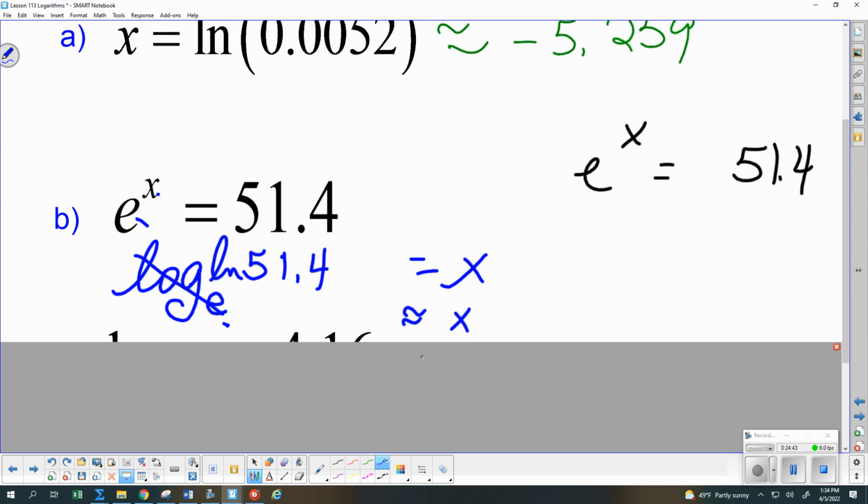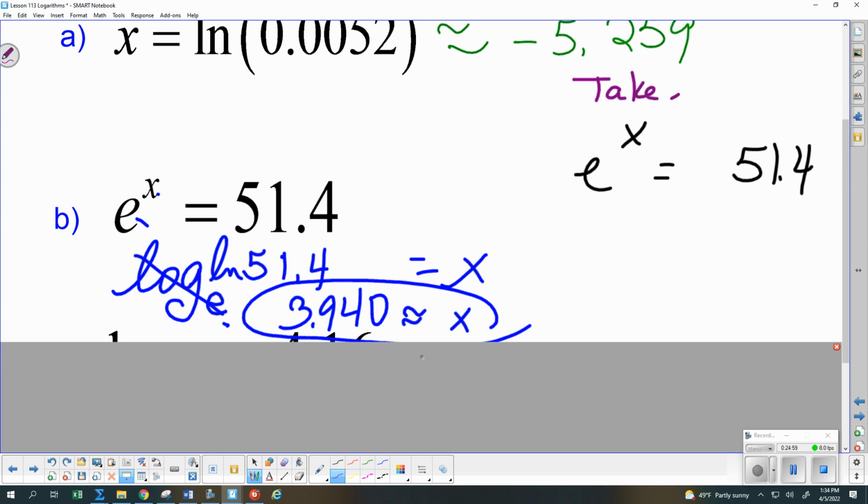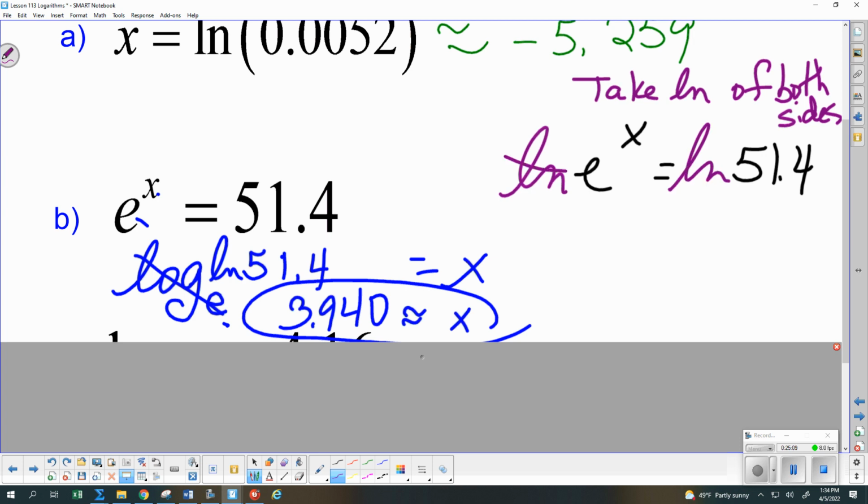Elias, what you got? Everybody comfortable with that? Now, as you advance with other problems, you're going to start, oh, if I have e to something, I can take the natural log of both sides. ln of that equals ln of that, and ln e is always going to cancel out because that's the log base e of e, and we just have x is the natural log of 51.4 again.